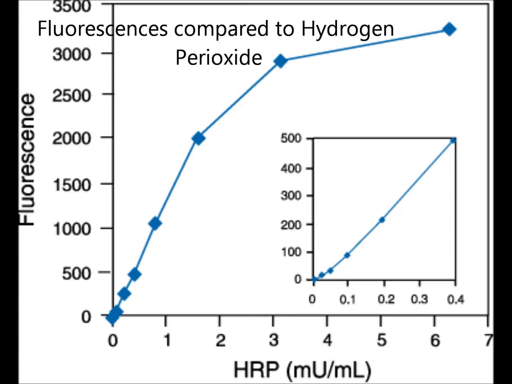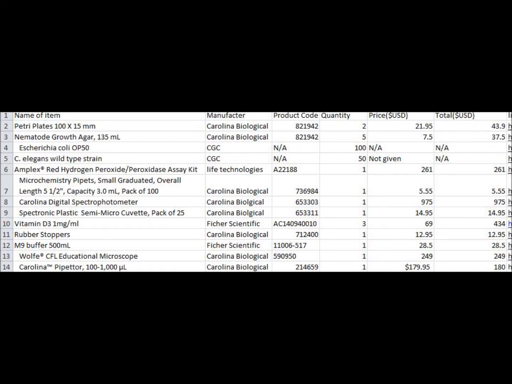Using the Amplex red hydrogen peroxide assay, the amount of hydrogen peroxide produced by each C. elegans can be determined. As the fluorescence of the C. elegans increases, the amount of hydrogen peroxide produced by the C. elegans is higher. The Amplex red hydrogen peroxide assay will be purchased from Life Technologies. The spectrophotometer needed for this experiment is already found in the lab. The cuvettes needed to use the spectrophotometer will be bought from Carolina Biological.